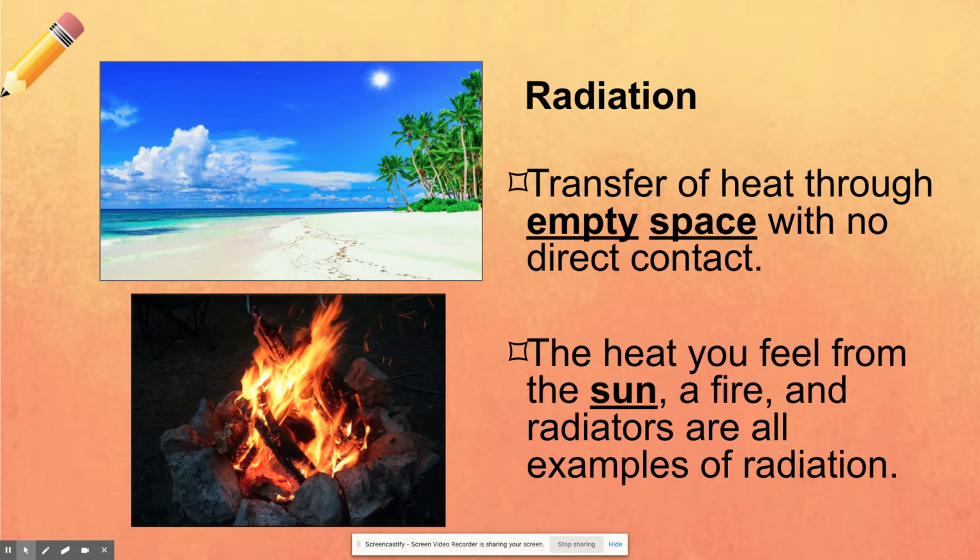You can also do this with a fire. So the heat that you feel from the sun, from a fire, from radiators are all examples of radiation. Or heat, how about like from a microwave, right? How we heat our food. That's also another example of radiation.